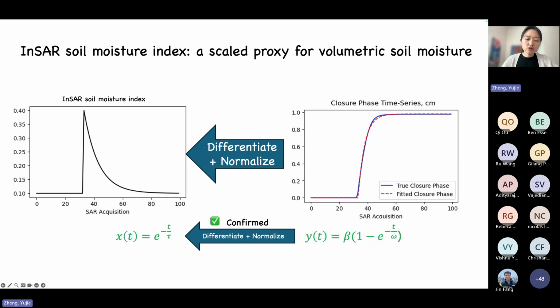Here we choose to normalize rather than recover the exact coefficient, because that part is the nonlinear part of the system, and it's very tricky to do. So by normalization, what we get is what I call the InSAR soil moisture index. And it's important to emphasize again that this is not a direct measurement of volumetric soil moisture. It is rather a scaled, unitless observable that captures soil moisture variation dynamics.